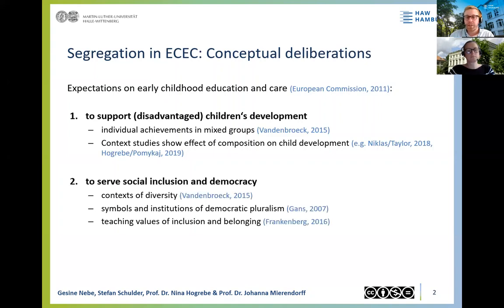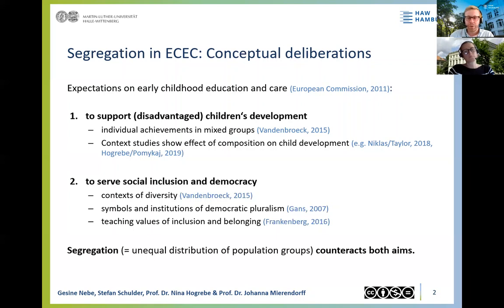But early education is also considered to serve social inclusion and democracy more generally. ECEC enrollment can be seen as a first step into society, and from that perspective, it is important that children and their families are socialized in the context of diversity. Segregation, which can be defined as a result and process of unequal distribution of population groups, counteracts both aims.